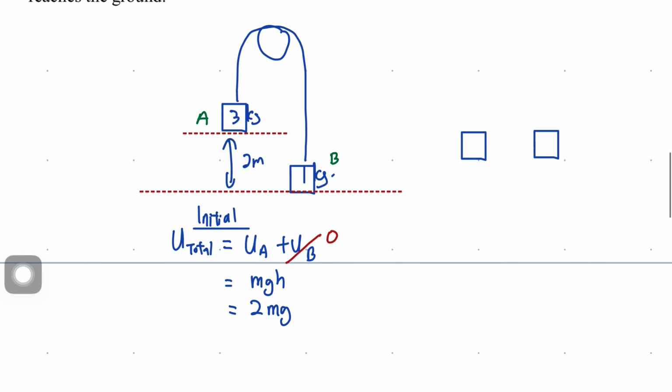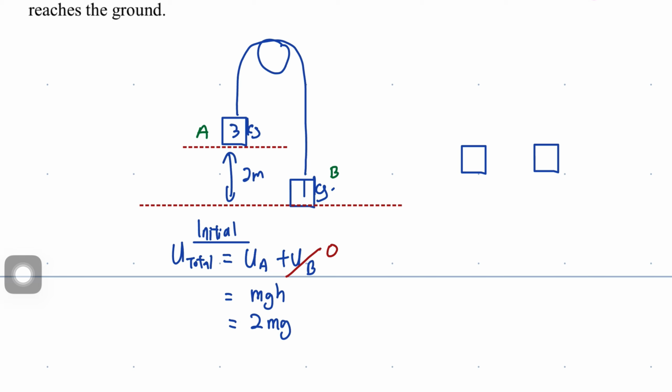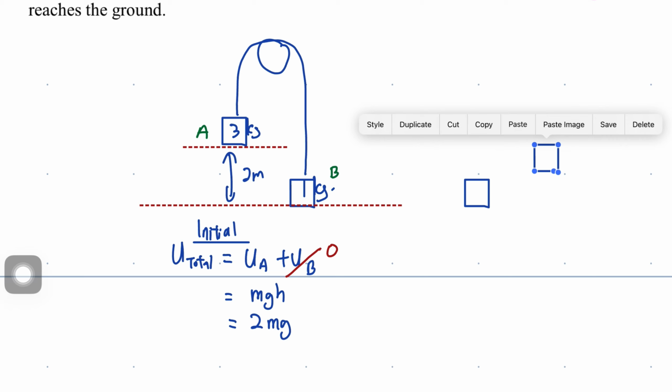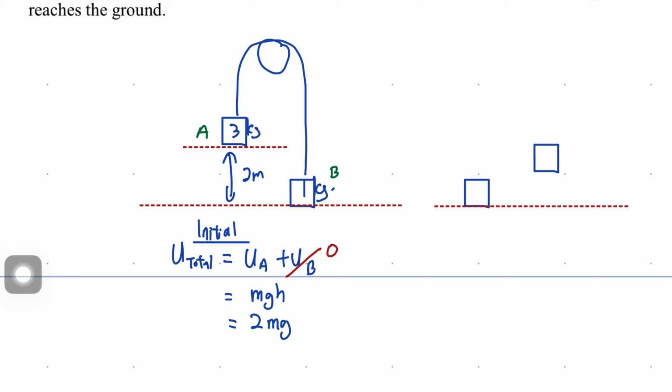After this, I'm going to redraw this diagram, but this time object A is now on the ground and object B is at a certain height. This is your A and B. Now A is on the ground, B is at the height. If this one goes down 2 meter, object B will go up 2 meter. That means the height here should be 2 meter too.